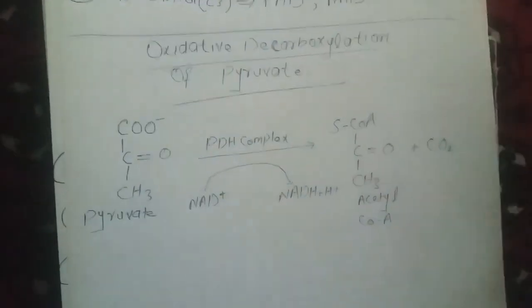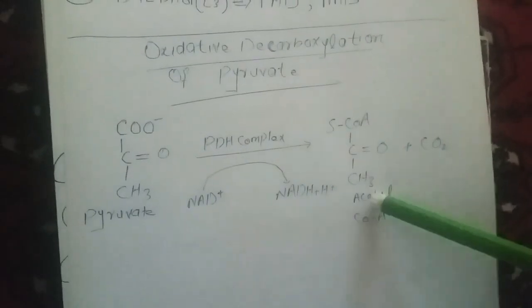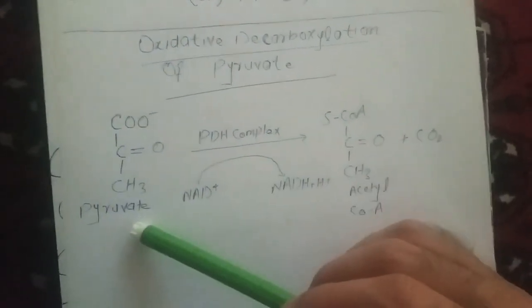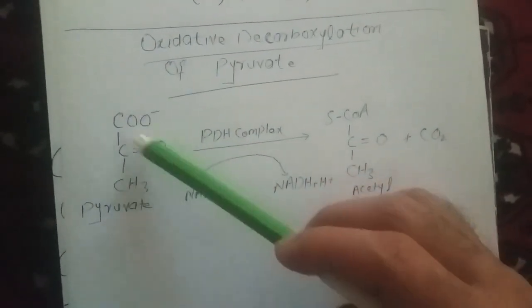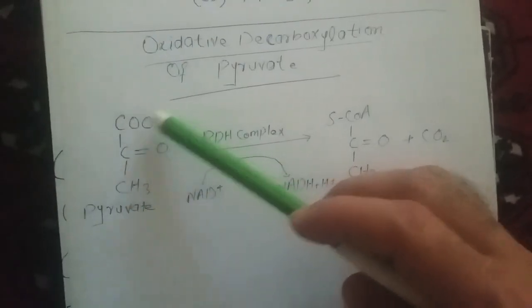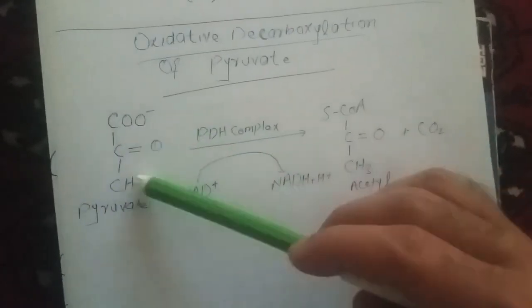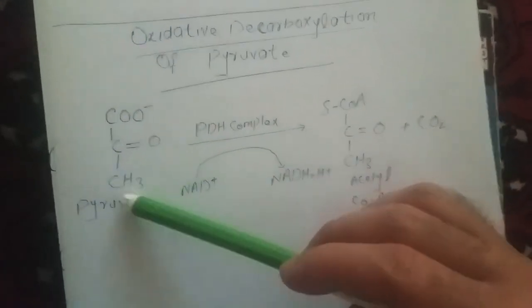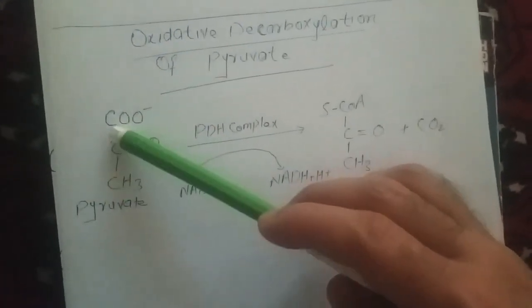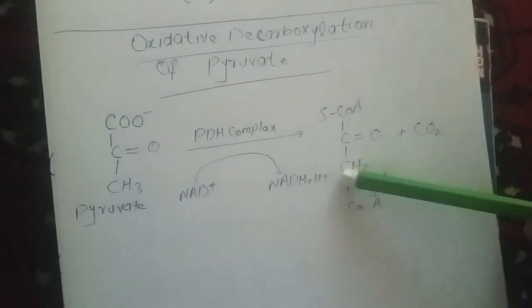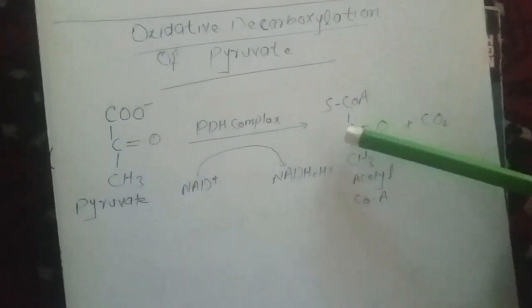The process of oxidative decarboxylation of pyruvate is the net reaction in which pyruvate, see, pyruvate is a polar molecule. It contains a negative charge at the carboxylate group. This is the carbonyl group and this is the methyl group of pyruvate. So pyruvate is a 3 carbon compound, while acetyl CoA is a 2 carbon compound.